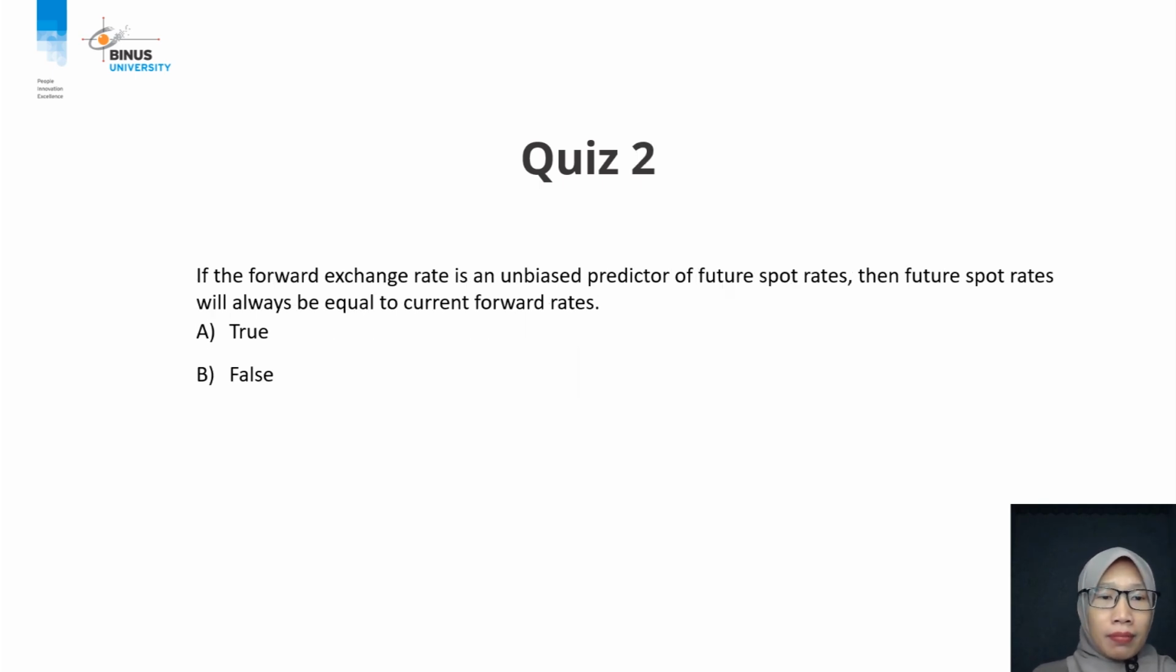Second, if the forward exchange rate is an unbiased predictor of future spot rates, then future spot rates will always be equal to the current forward rates. True A, false B.